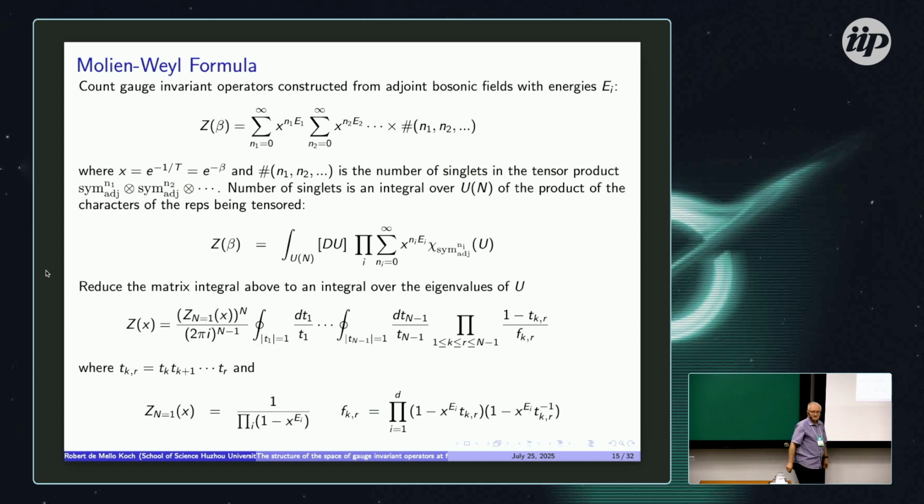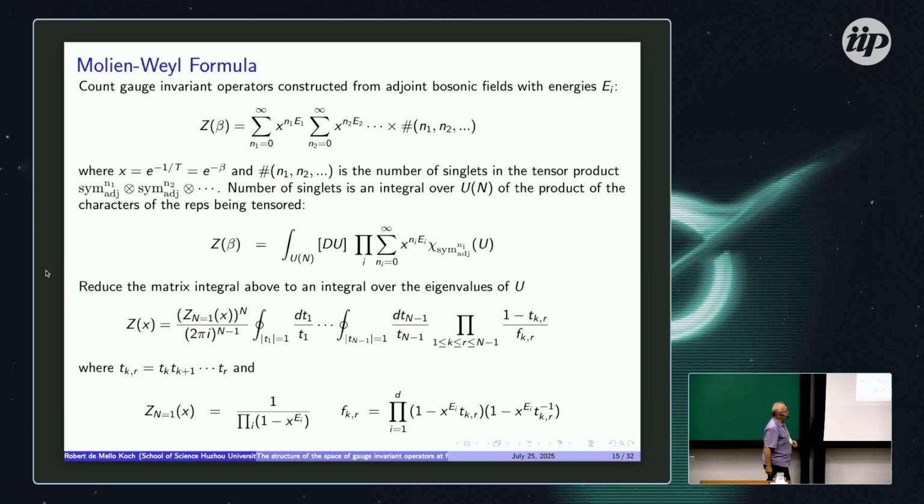The characters only depend on the eigenvalues of u. So the integrand only depends on the eigenvalues of u. So I can reduce this to an integral over eigenvalues. After some changes of variables, one of the integrals can be done, and I land up having to calculate n-1 integrals. The eigenvalues of unitary matrices have a magnitude of 1. So when I integrate over these eigenvalues, I'm integrating over unit circles in the complex plane, so I can actually do this integral using the residue theorem. So it's a very computable thing that I get.